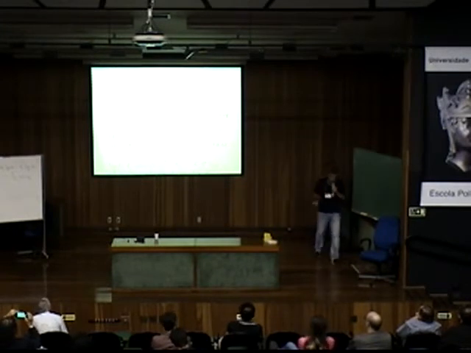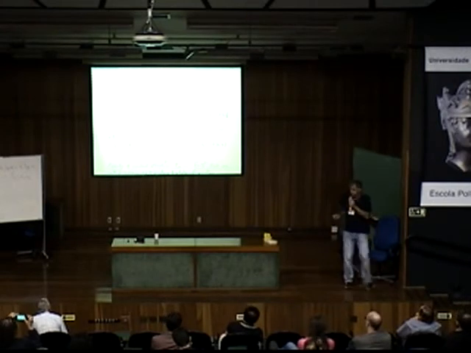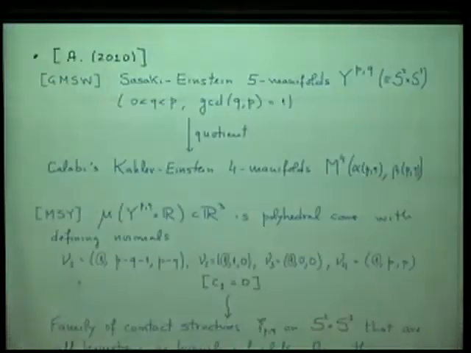Okay. So they constructed a new, I think at the time new, infinite family of Sasaki-Einstein 5-manifolds, these four guys. They are all diffeomorphic to S2 cross S3. And these are Einstein metrics on S2 cross S3, which are Sasaki. And they are determined by two parameters like this, doesn't matter.